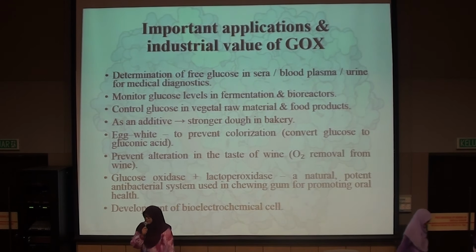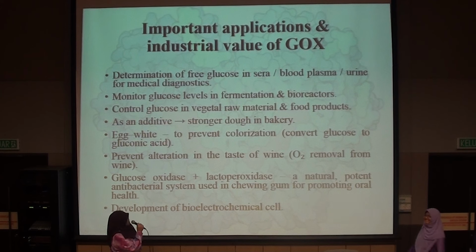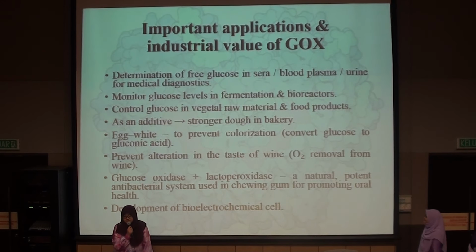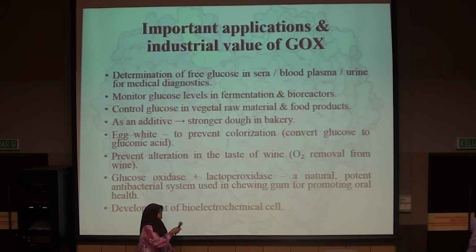Okay, as for the important applications and industrial value of GOX, it is used to determine free glucose in sera, blood plasma and urine for medical diagnostics. It monitors glucose levels in fermentations and bioreactors, controls glucose in vegetal raw materials, and is used as an additive in the food industry, like white wine, to prevent alteration in the taste of wine. Glucose oxidase plus lactoperoxidase is also used in chewing gum for promoting oral health, and in the development of bioelectrochemical cells.